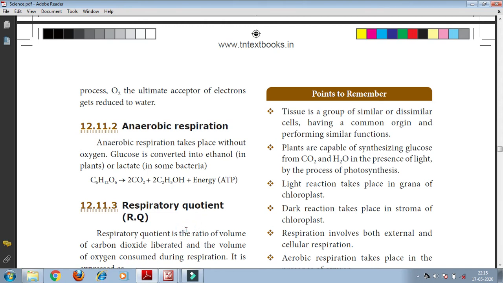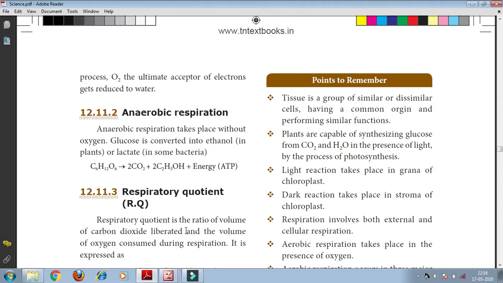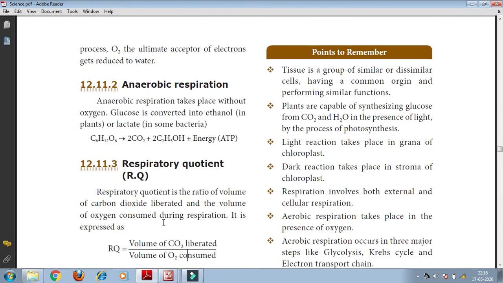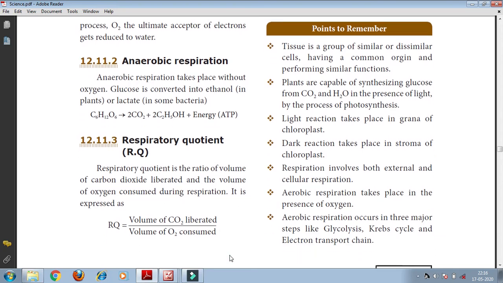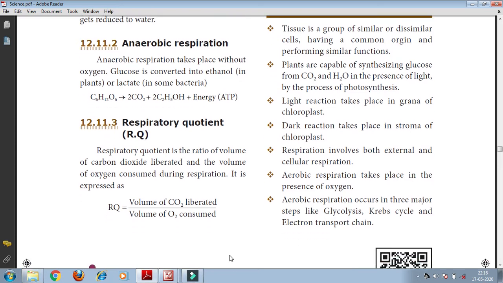The last thing is the respiratory quotient. It is a very important 2 mark question. What is respiratory quotient? Respiratory quotient is the ratio of the volume of carbon dioxide liberated to the volume of oxygen consumed during respiration. It is expressed as volume of carbon dioxide liberated by volume of oxygen consumed. This is a very important 2 mark question in this chapter.